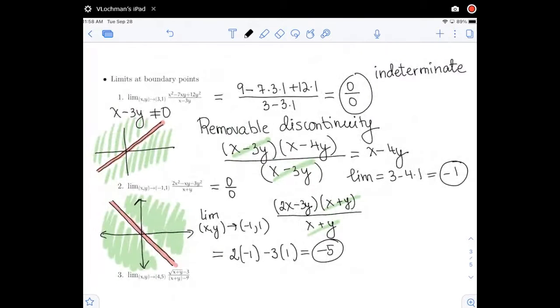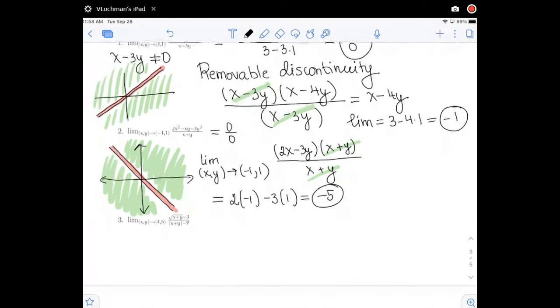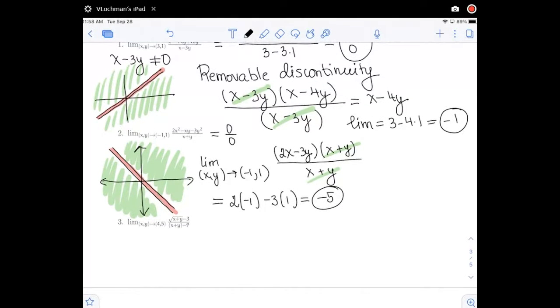Let's see one more problem of this type, and then we'll talk about continuity of functions. So what do we have here? We have an expression on top, square root of x plus y minus 3. And then on the bottom, we have x plus y minus 9. The limit of this function as (x, y) goes to (4, 5). Again, you can check that if you plug in your values, we're going to get 0 over 0.